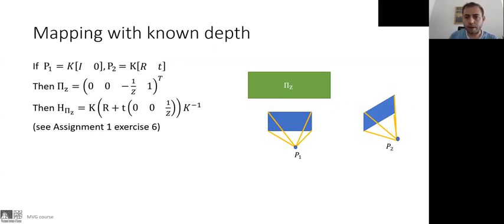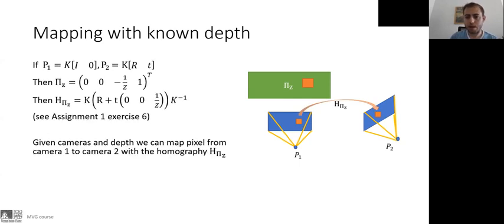Okay, so let's start with mapping with known depths. In one of your exercises, you showed that if I assume a frontal-parallel plane in front of camera 1, and I know camera 1 and camera 2, then I can map pixels on this plane from camera 1 to camera 2 using a homography that has a closed-form solution according to the depth and the camera parameters. Therefore, I have a homography that maps pixels from camera 1 to camera 2 when I know their depths.